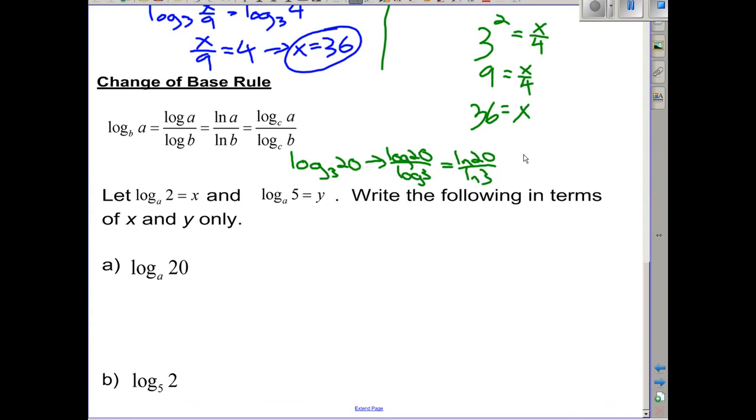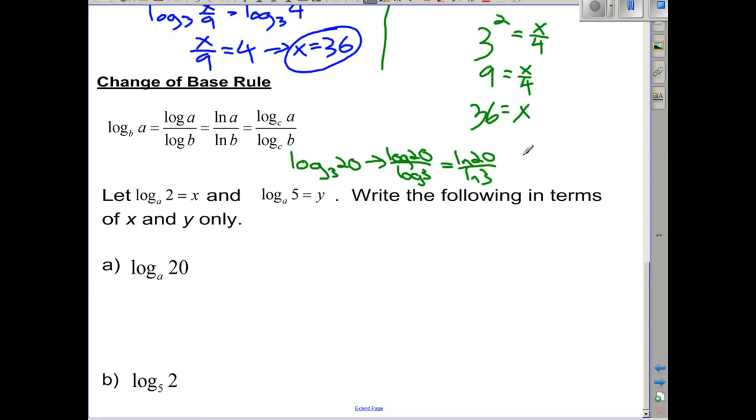So the IB sometimes finds these great ways of testing you about these questions without using your calculator at all and keeping it somewhat abstract. This is a good case in point. Log base a of 2 is x. Log base a of 5 is y. Write the following in terms of x and y only. Now I know sometimes students will be inclined to try and solve for a. You can't do that, and that's not what the question's asking you for anyways. Just looking for an expression in terms of only x and y that represents log base a of 20.